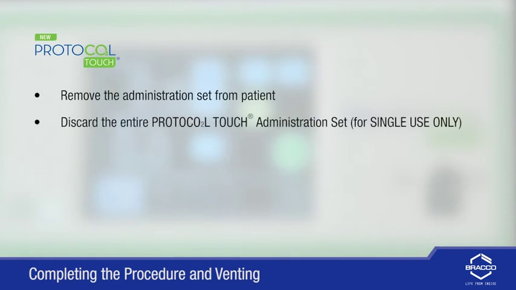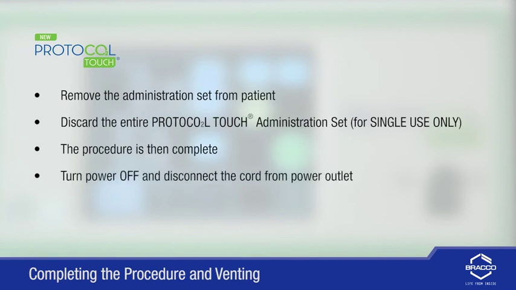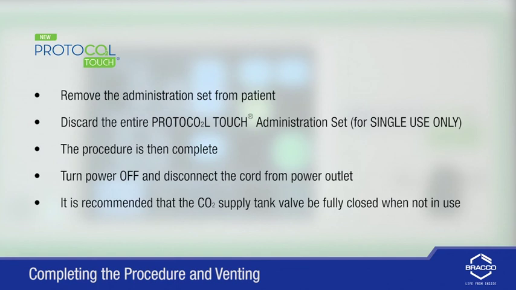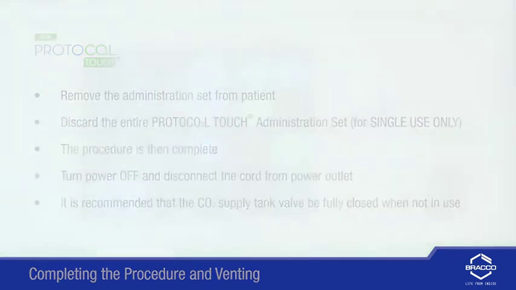Discard the entire Protocol Touch administration set in accordance with all national, state, and local regulations. Administration sets are intended for single use only. The procedure is then complete. Then power off and disconnect the line cord from the power outlet. It is recommended that the CO2 supply tank valve be fully closed when not in use.